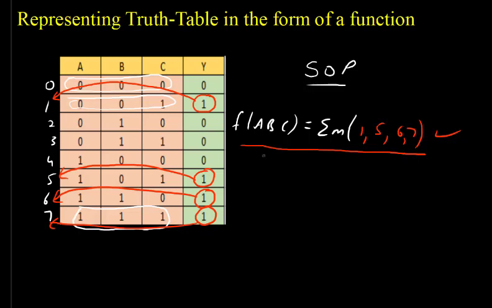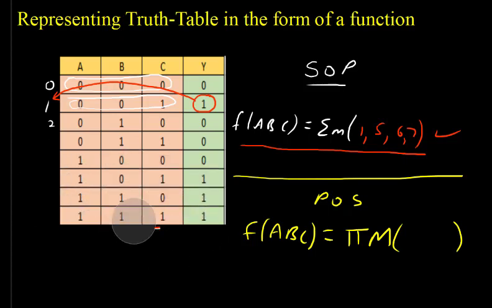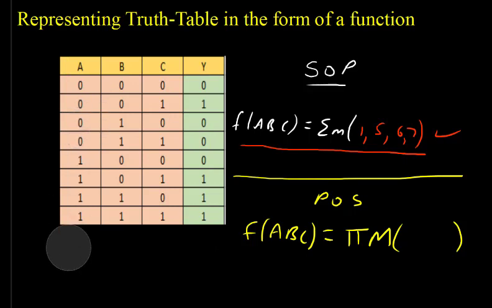Now let us see how we write in POS form. So this was SOP form. Now let us see how we express in case of POS. So we write f of ABC equal to capital sigma, capital M. So M is a max term. So how many max terms do we have here? In this case, max terms are those for which the output is 0. So this is 0 1 2 3 4 5 6 and 7.